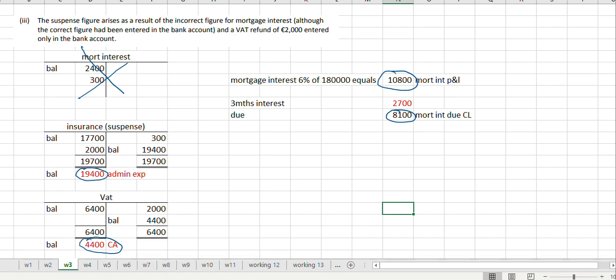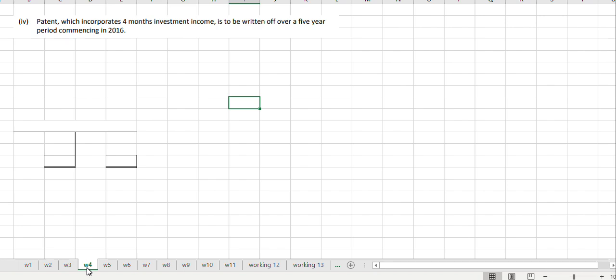Okay, so 4 figures. Mortgage interest for the year, 10,800. Mortgage interest due, 8,100. Insurance figure, 19,700. VAT figure, current asset, 4,400. Working number 4, patents, a very common working. Patents incorporates 4 months' investment income, which is to be written off over a 5-year period commencing in 2006.